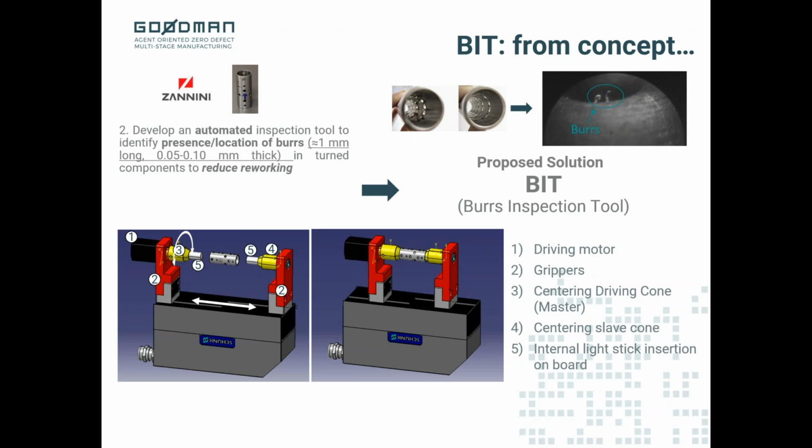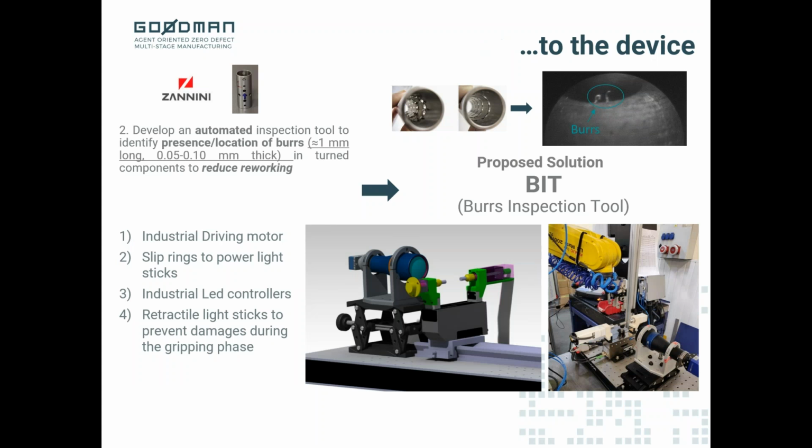A centering driving cone, which is the one placed on the motor side, and a centering slave cone, which is the one on the opposite side, and 2 internal light stick insertions. They are on board, so basically it is possible to grip the part, insert automatically the light stick within the part, and rotate the sample that is gripped by the system.